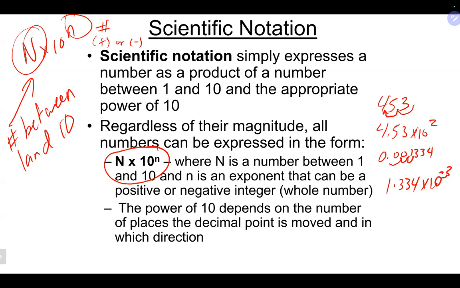For the most part, if it's a large number, it's a positive exponent. If it's a small number, it's a negative exponent. Obviously, if you're going the opposite way, if you have a negative exponent, to get into a decimal you move the decimal to the left. With a positive exponent, to go to a decimal, you go to the right.